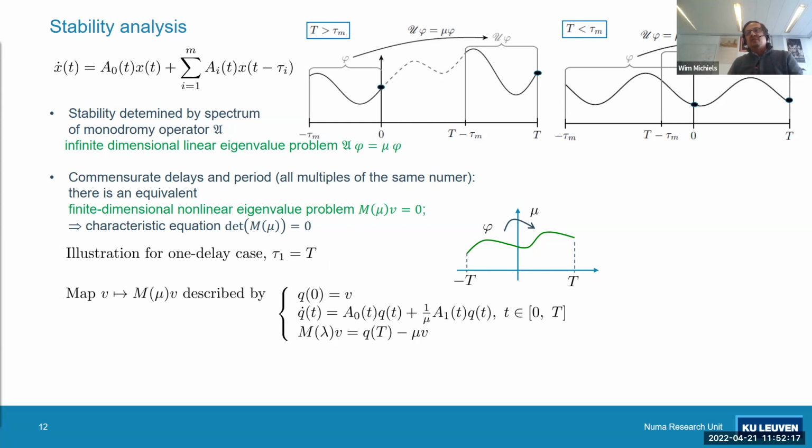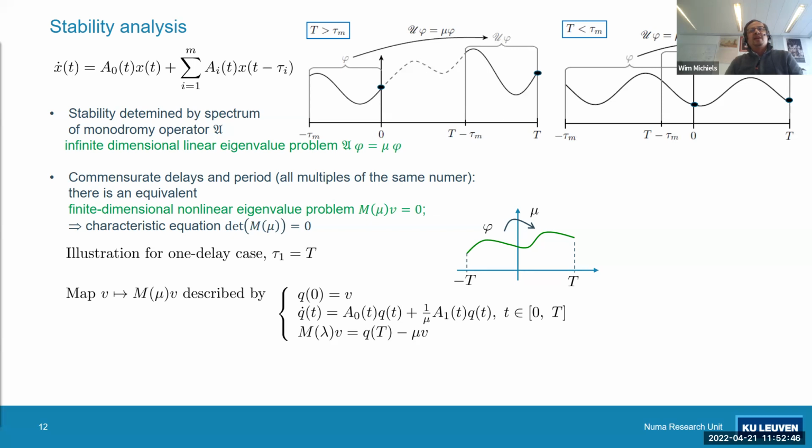So if you want to have information that takes into account the periodic behavior, then you essentially have to integrate over one period. So if you look at an operator mapping an initial function onto the state at time t with theta the period, it's an infinite dimensional operator mapping a function onto a function. And in this case, you can have two situations.